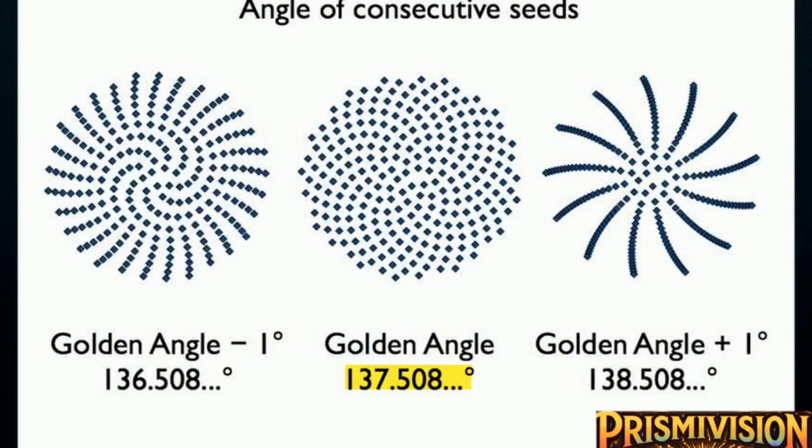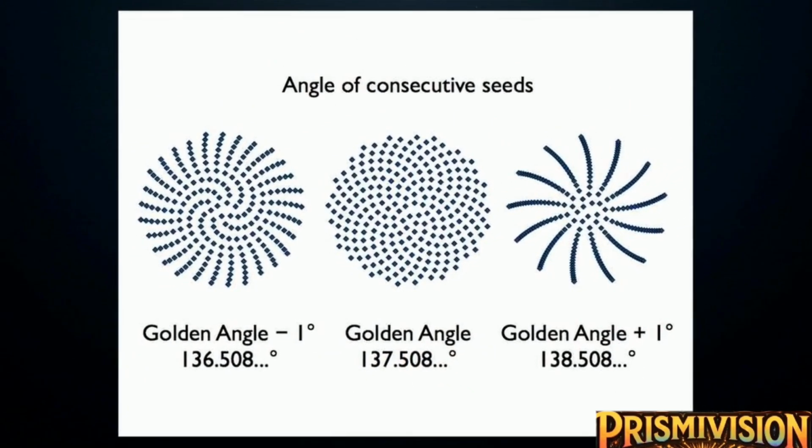To achieve resonance avoidance, the plant uses the golden angle, measuring exactly 137.5 degrees. Alter that angle by even a fraction of a degree, as seen left and right, and the tight packing collapses. Space is wasted and efficiency drops.